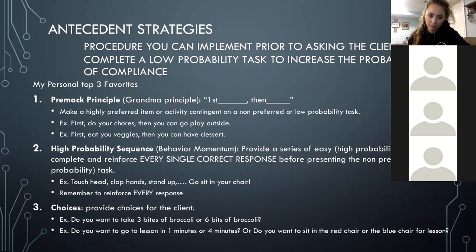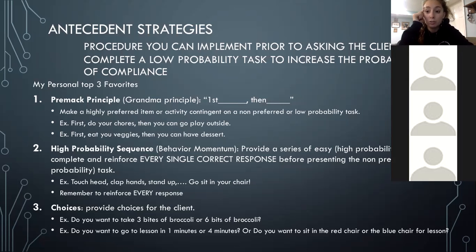Use it. Okay, my next antecedent strategy is high probability sequence. I think sometimes we talk about it as behavior momentum. They aren't exactly the same, but I think people tend to use those terms synonymously. Okay, so a high probability sequence.